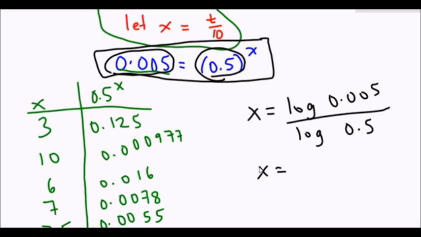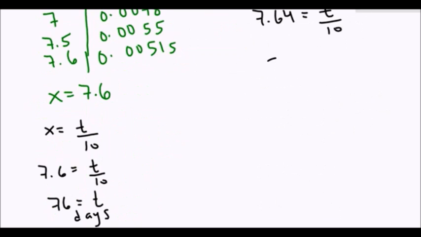So log 0.005 divided by log 0.5 is 7.64. Haha, I was pretty close. And again, if x is 7.64, exactly like we just did, solve for t. So t would be 76.4 days. I got that through guess and check. It just took me a little while longer.